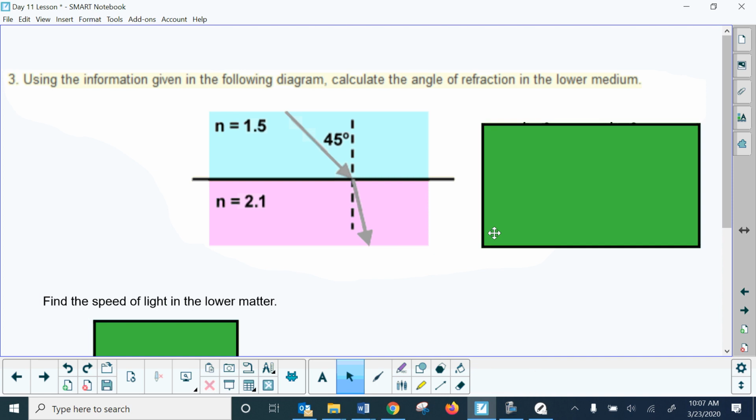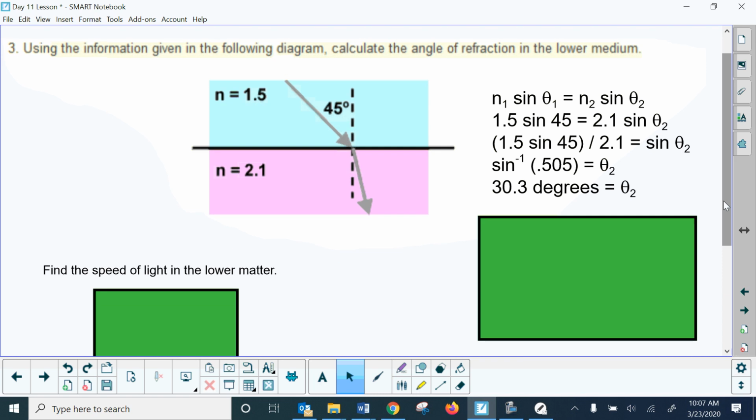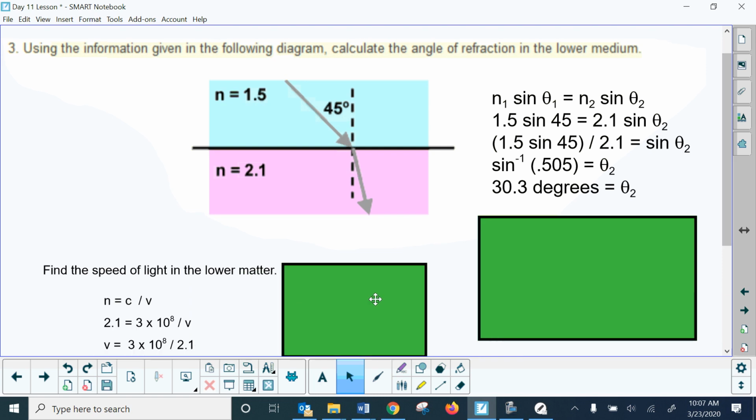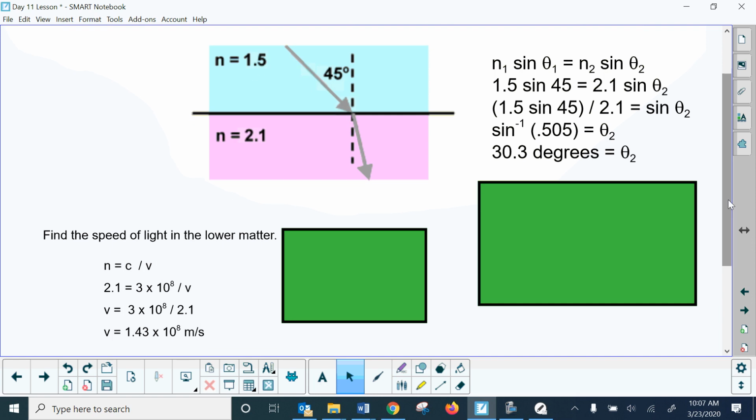So almost the same kind of thing here. I'm just going to show you the answers because I know the video is long at this point, so I apologize. But doing Snell's law, you should get that value, and then for finding the speed of light in the lower material, the pink material, very similar to what we just did last time, you should get 1.43 times 10 to the 8th. So that's mostly it on waves and light.